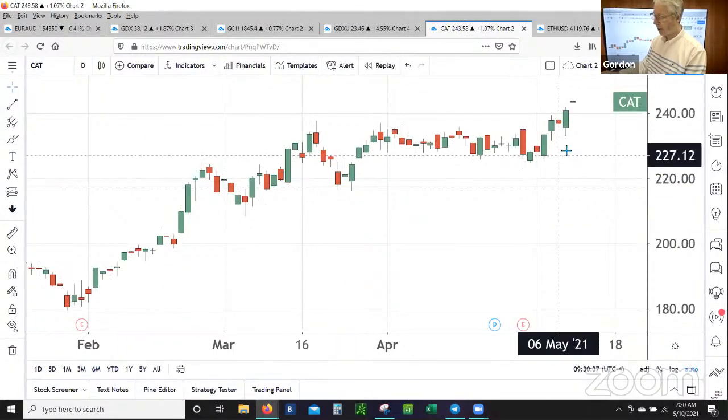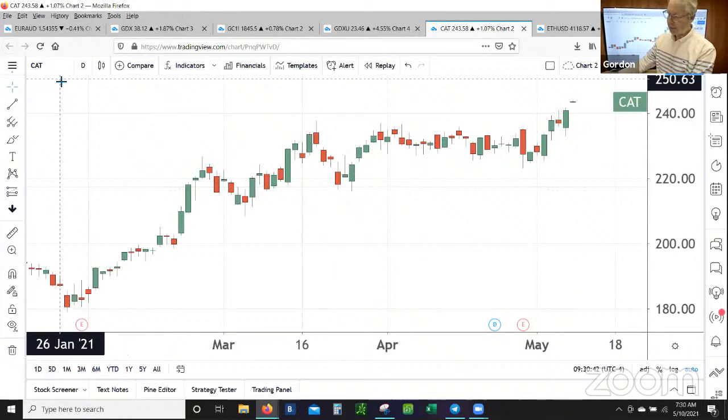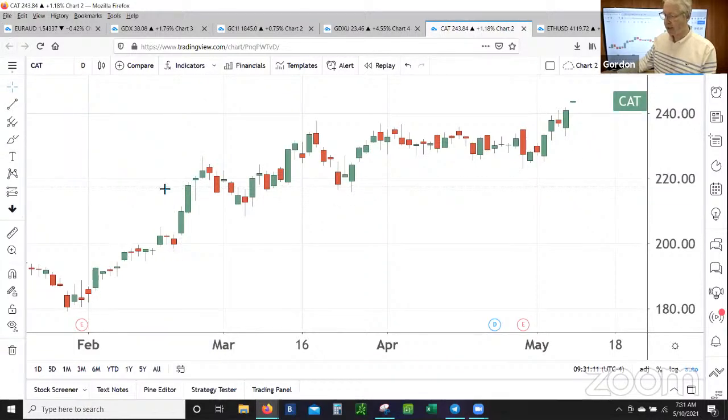Here's Caterpillar just breaking out of this long sideways move, getting ready to head higher. I'm not a big fan of playing just plain old U.S. stocks, because I'm thinking that the doomsday scenario, May 14th, is going to have a big impact on them. However, I think these stocks, Cat, Dow, DuPont, when they bottom out about 3 or 4 weeks later, are probably great plays to be a buyer of. So those are some of the ideas.